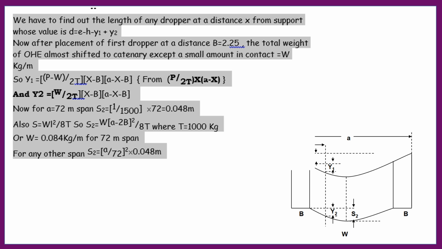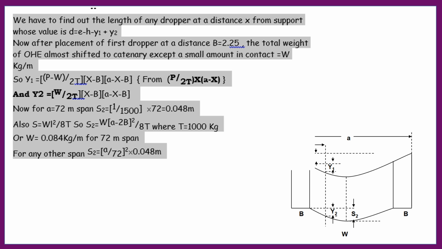Friends, we will now find out the length of a dropper at any distance from the mast. The first dropper is at 2.25 and the second dropper is at a distance divisible by 9 meters of a span. A span can be divided by 9 and 4.5. The distance of the second dropper will be 6.75 plus 2.25 for the first dropper, so X is 9 meters.